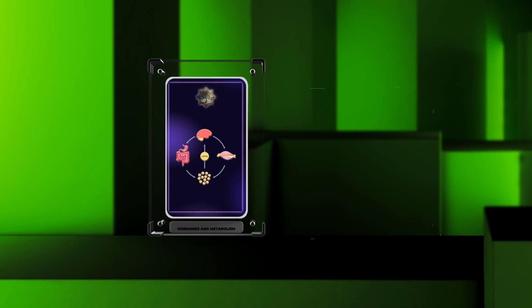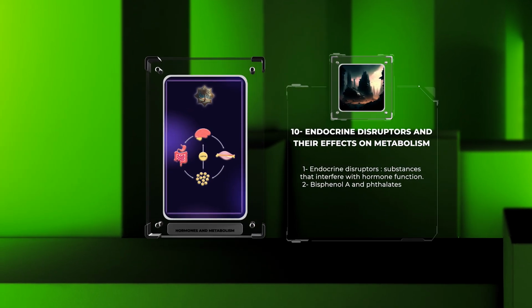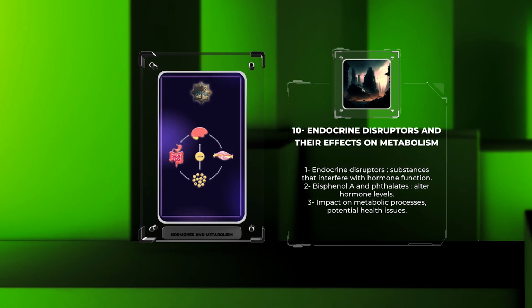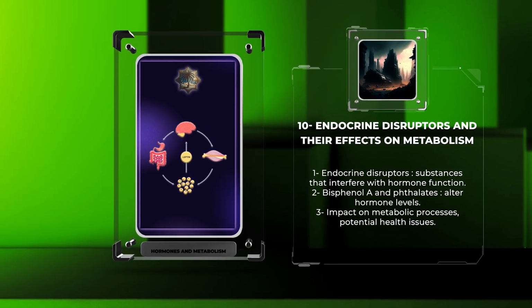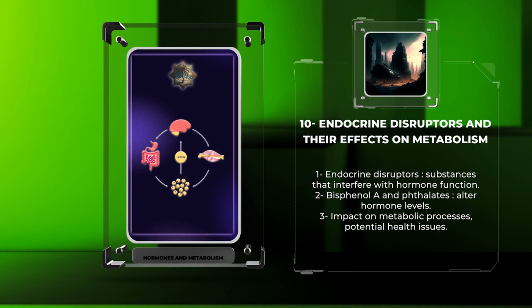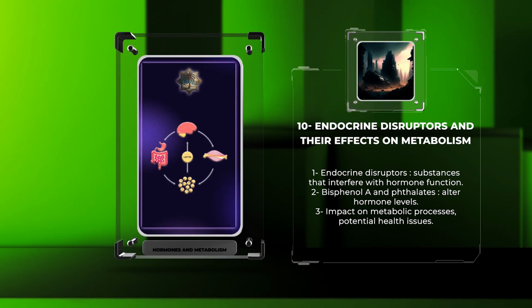Endocrine disruptors are substances that interfere with hormone function in the body. These disruptors, such as bisphenol A, BPA, and phthalates, can impact metabolic processes by altering hormone levels, leading to potential health issues such as obesity, insulin resistance, and hormonal imbalances.